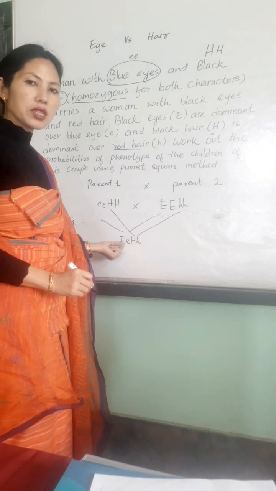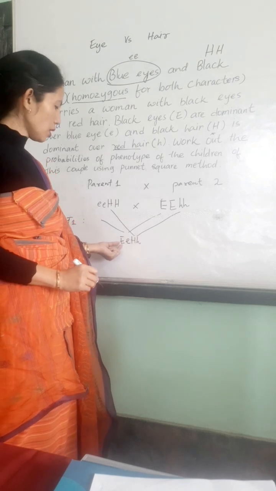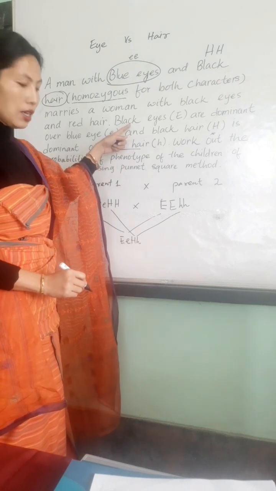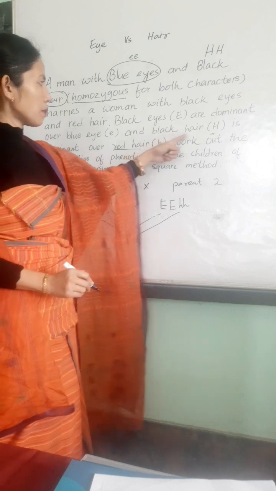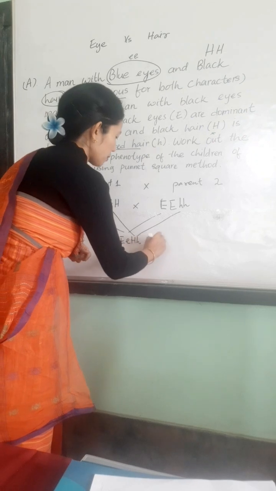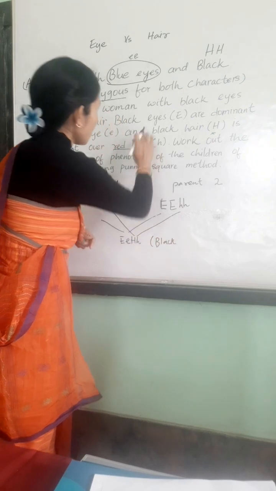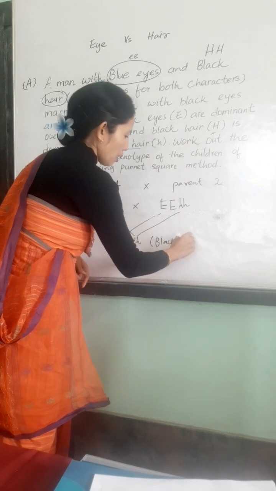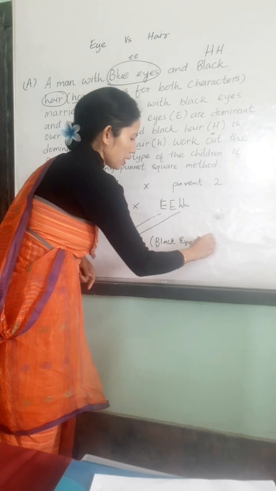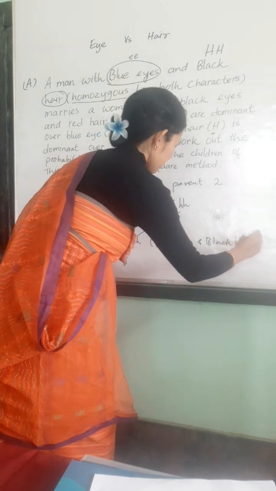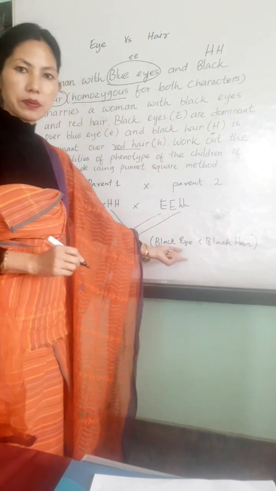Phenotypic trait, as the dominant trait expresses itself, so capital E is for what color of eye? Black eyes. And capital H is for black hair. So it will be black eyes and black hair. Black eye and black hair. So this will be the phenotype.